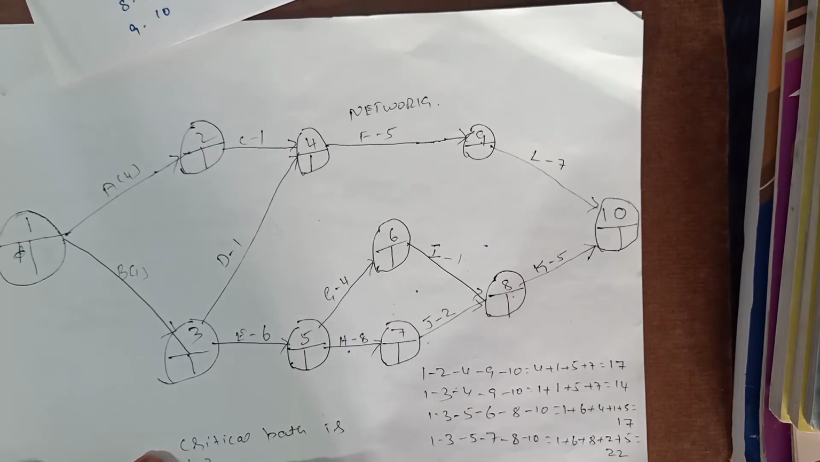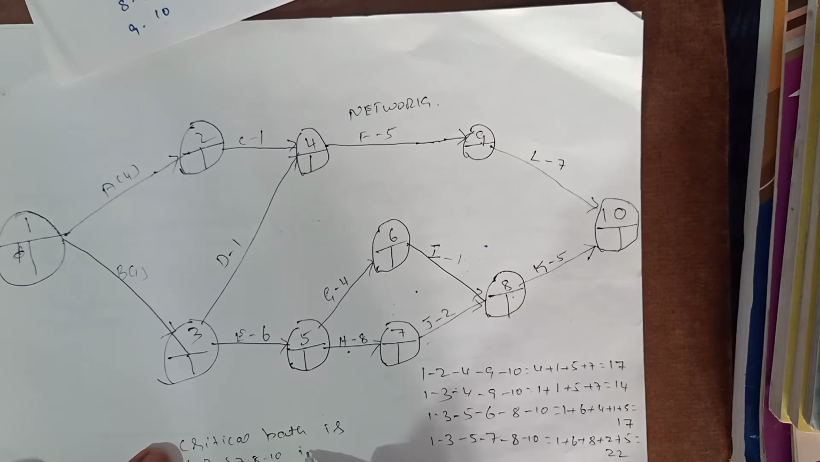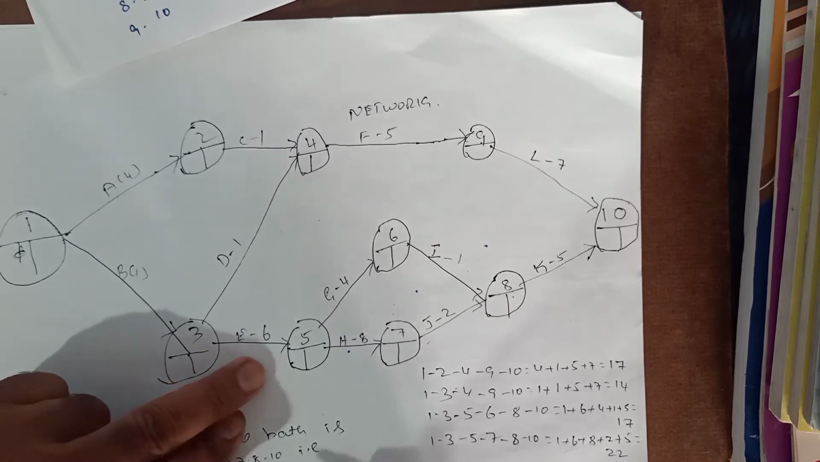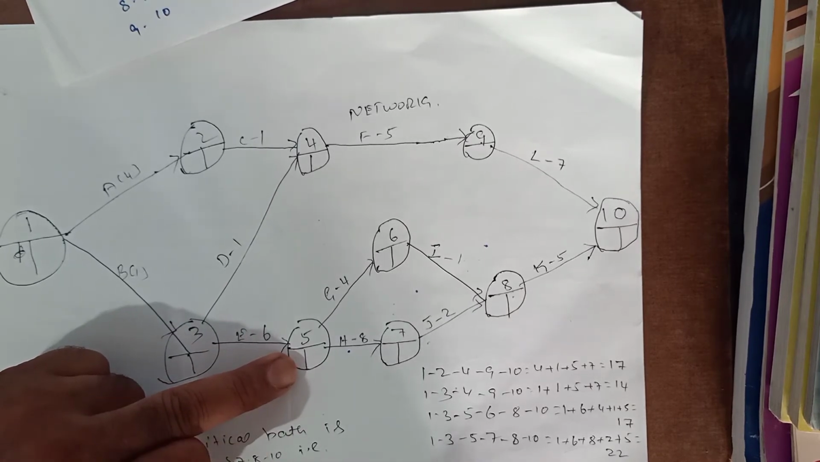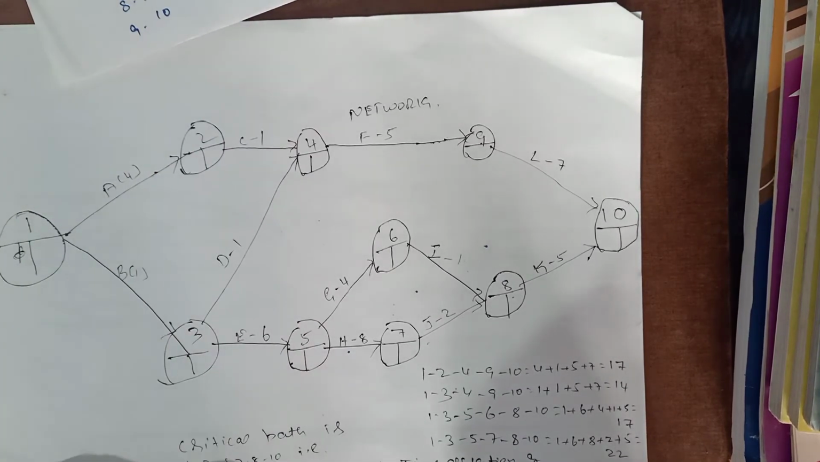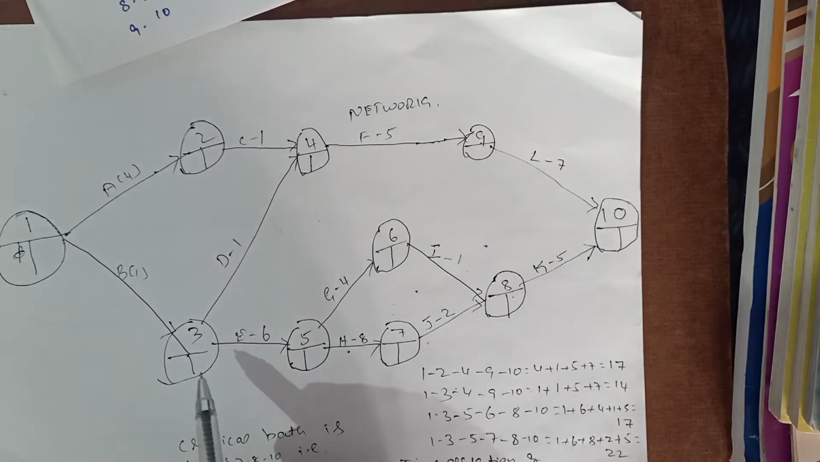is 1, 3, 5, 7, 8, 10, that is B, E, H, J and K with time duration of 22 days. 22 days. So the second part, see critical path.